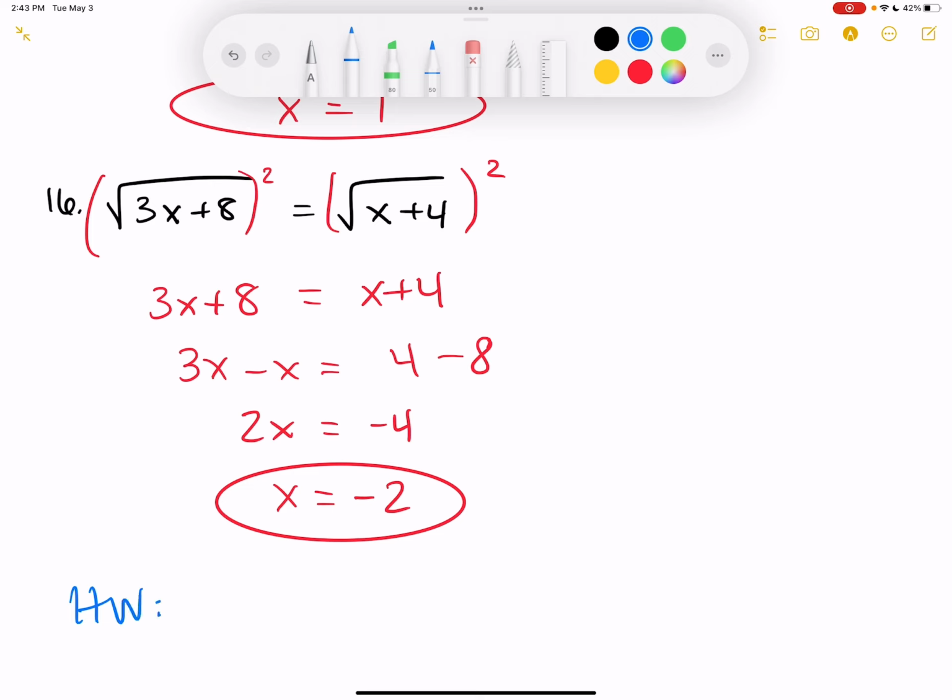Problems. I've got to go through and pick which ones aren't extraneous.